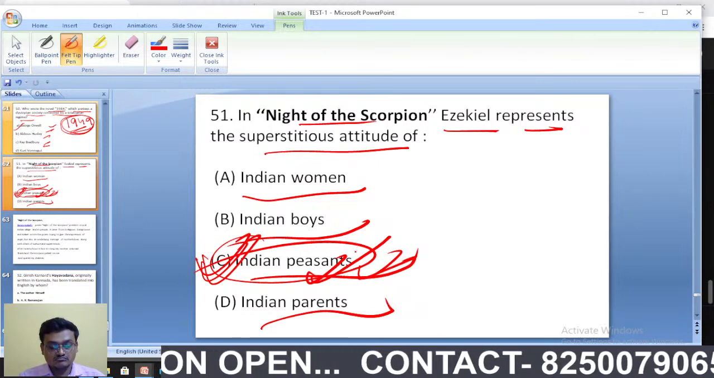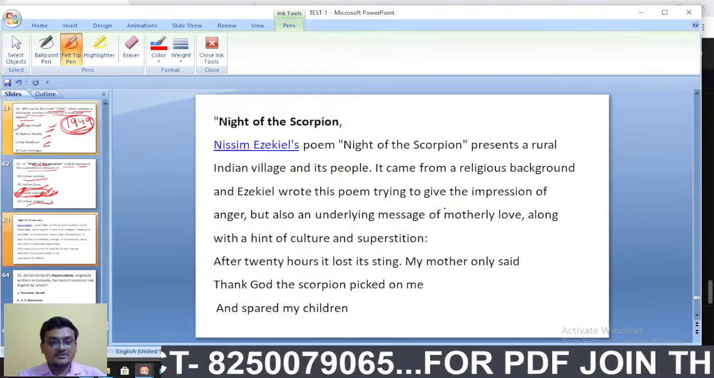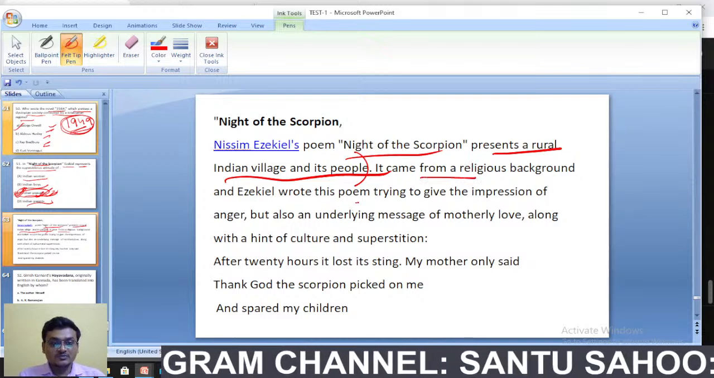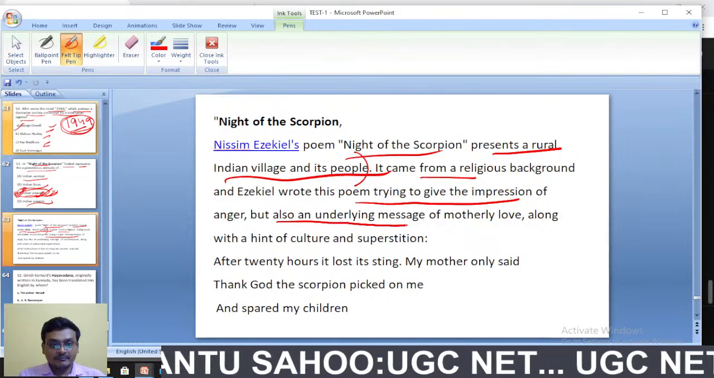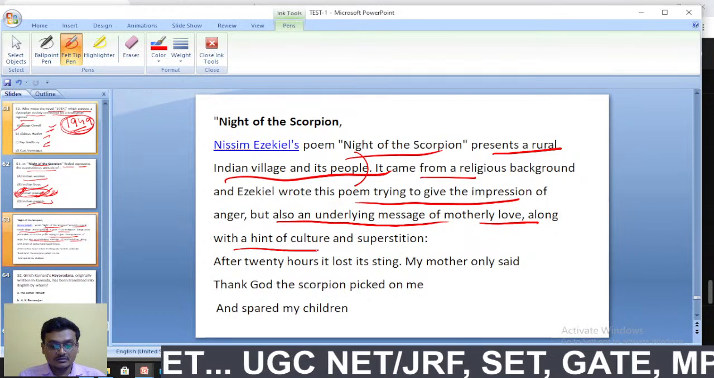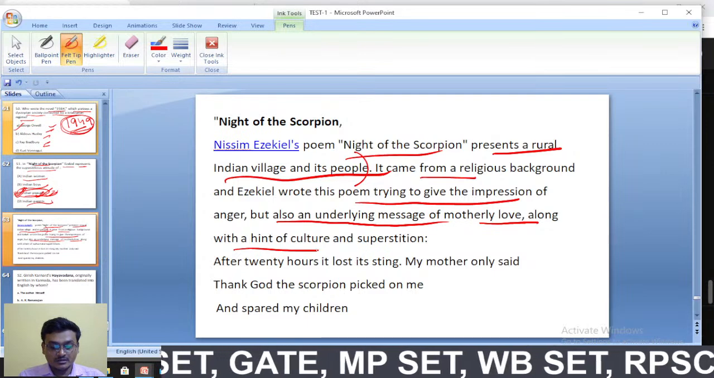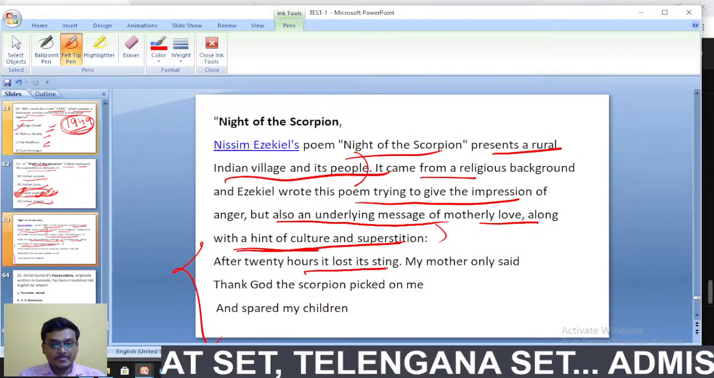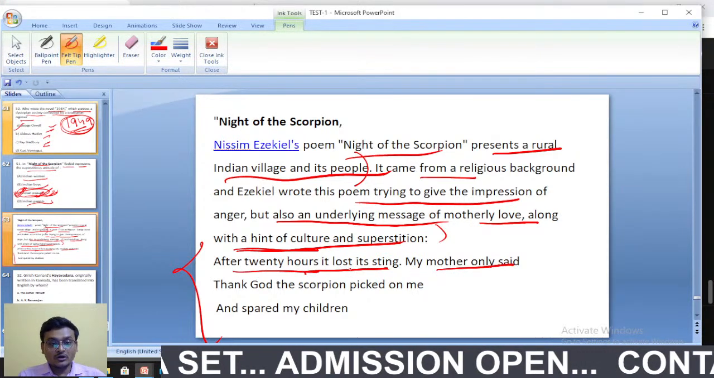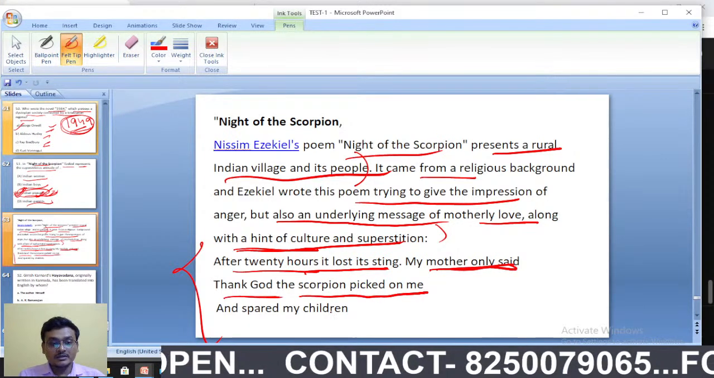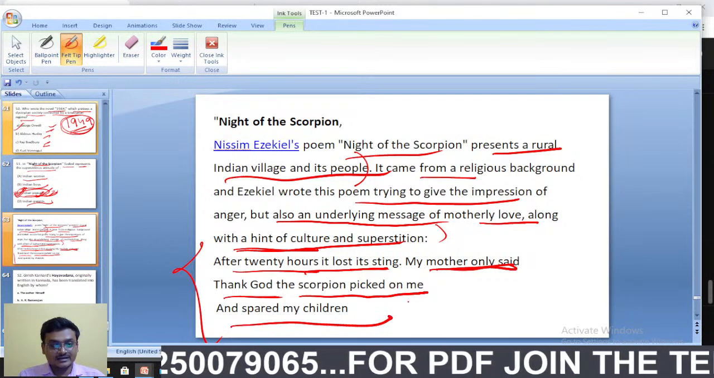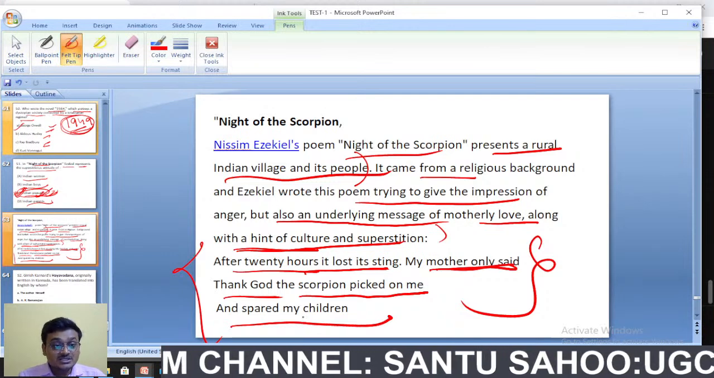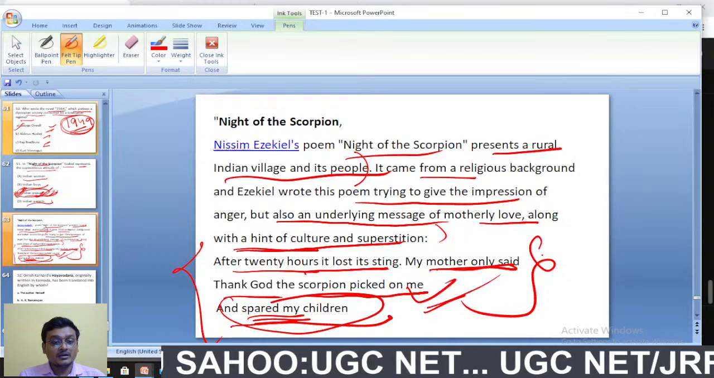Night of the Scorpion presents a rural Indian village and its people. It came from a religious background, and Ezekiel wrote this poem trying to give the impression of anger, but also an underlying message, motherly love, along with a hint of culture and superstition. After twenty hours, it lost its sting. My mother only said, thank God the scorpion picked on me and spared my children. Lots of your answers are right. Congratulations. Okay.